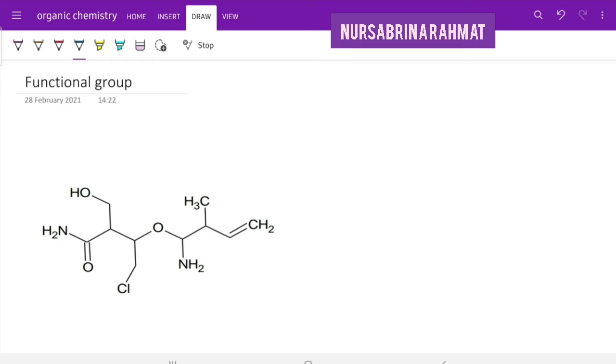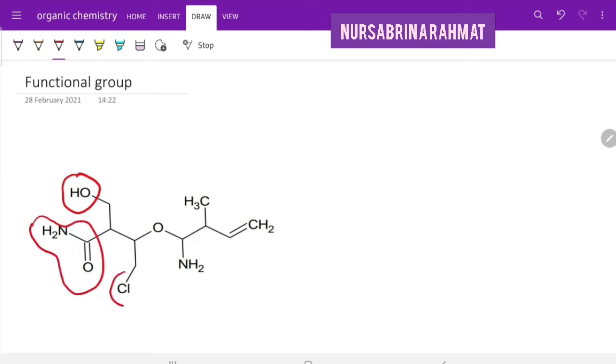Let's look at this first compound. We're going to identify the different types of functional group that are present. First, we need to circle them. The first one is OH. Then we have here C double bond O with NH2. That is the second functional group.